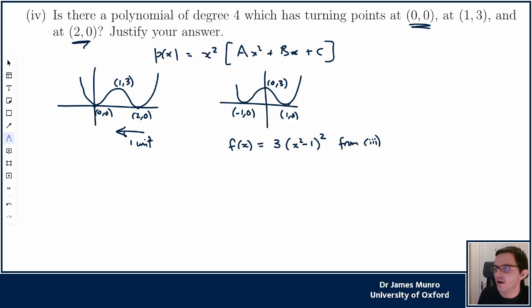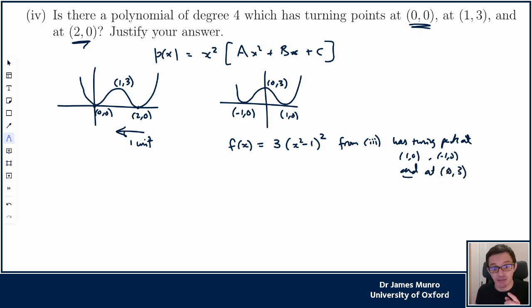Using the fact that this last turning point does have x coordinate 0, the y coordinate, I'm thinking about plugging in x equals 0 to make sure that I get the right number. But by the stuff we did in part 3, that has a turning point there at 0, 3. So it has turning points at 1, 0 and minus 1, 0, because that was the whole point of the setup of part 3, and at 0, 3. 0 because we said that it has x coordinate 0, and 3 because if I plug in 0 I get 3. So it has those 3.